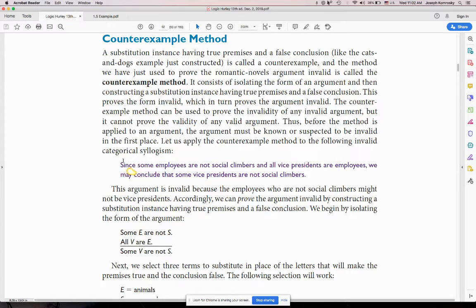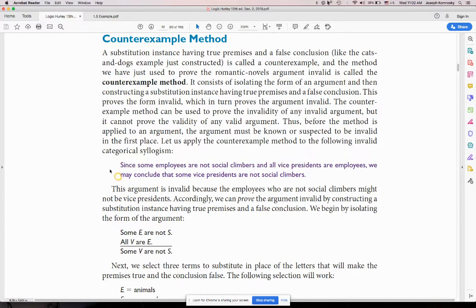Since is a premise indicating word, right? And we may conclude, we know that's a conclusion indicating word. So we see two premises here, since, blah, blah, blah, and all. So he's going to say, let's translate this.